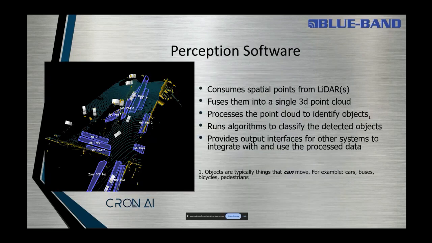The next component is the perception software. The way this works is that it essentially consumes spatial points from the LiDARs, fuses them into a single 3D point cloud, processes the point cloud to identify objects, runs algorithms to classify the detected objects, and then provides output interfaces for other systems to integrate with and use to process data.